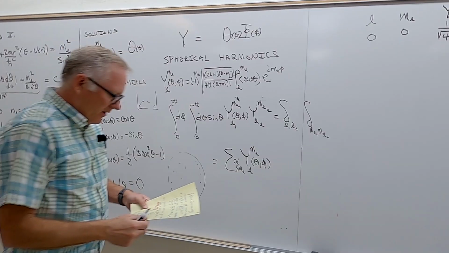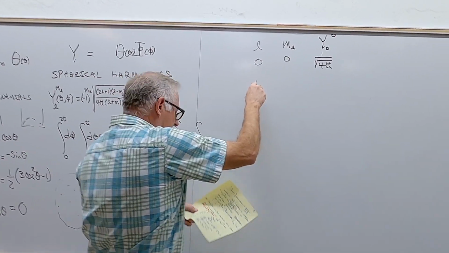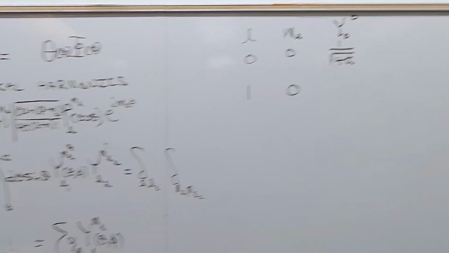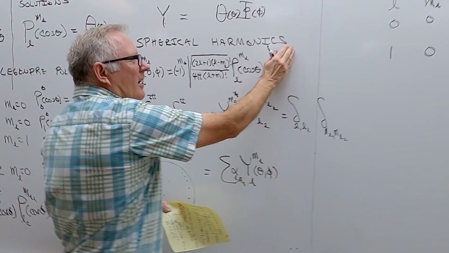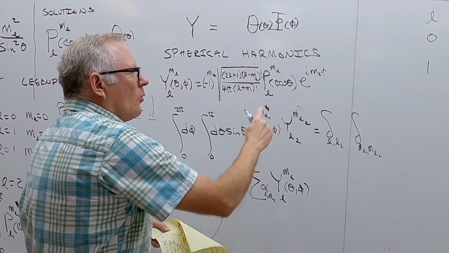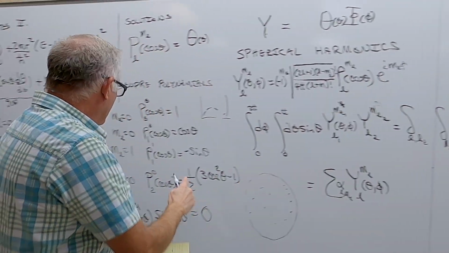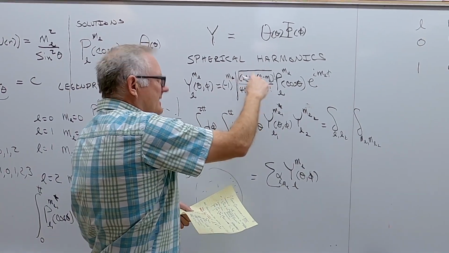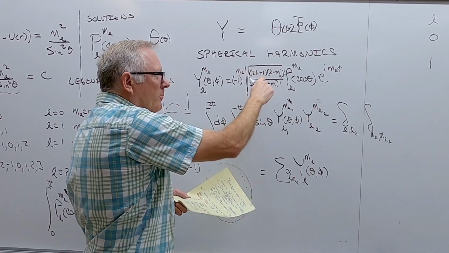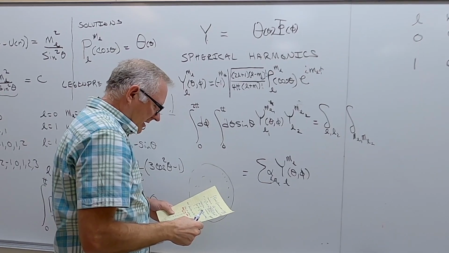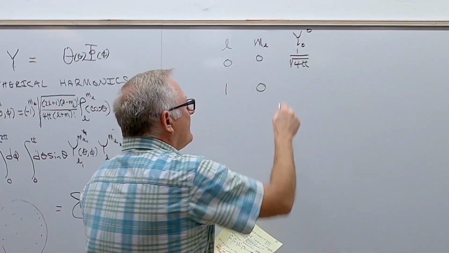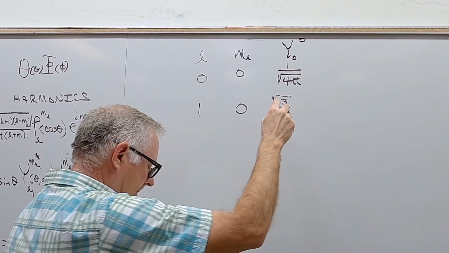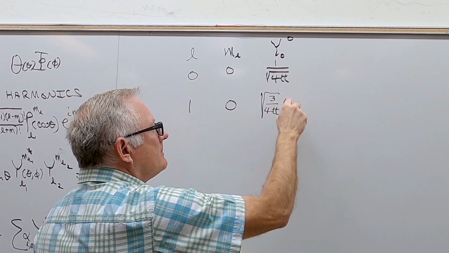Okay, and now if we were to look at, say, 1,0, again, anytime m sub L is 0, this is gone because you just get 1. When this was 1, we said it was a cosine, so we know there's at least a cosine in there. And then we had this number out in front. If you plug in the L's and the m sub L's, it's just the square root of 3 over 4 pi. So you get the square root of 3 over 4 pi cosine theta.